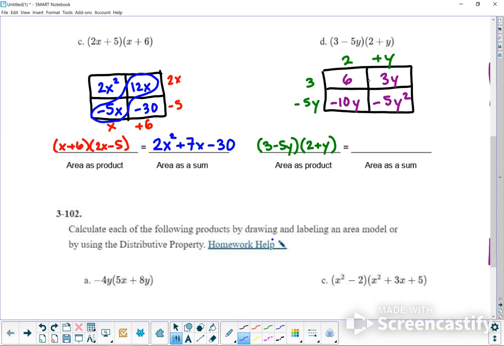So again, usually the stuff in the middle will combine. Usually you start with the biggest exponent, or maybe you want to start with the smallest. So start with 6, and then what's the next biggest? So we start with the smallest, and we're going to grow from there. Well, we got a negative 10y and a positive 3y, which makes a negative 7y, and then you have a negative 5y squared. So you can write it this way. You can start from the smallest and get to the biggest.